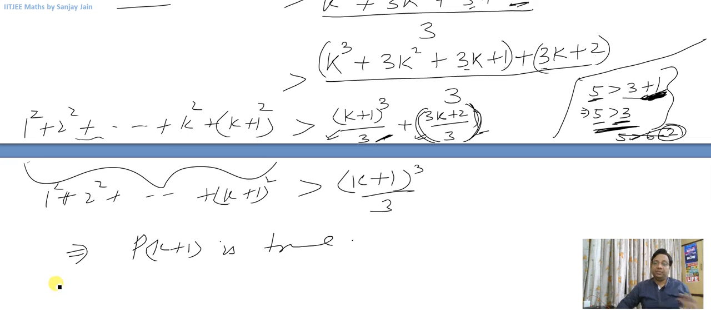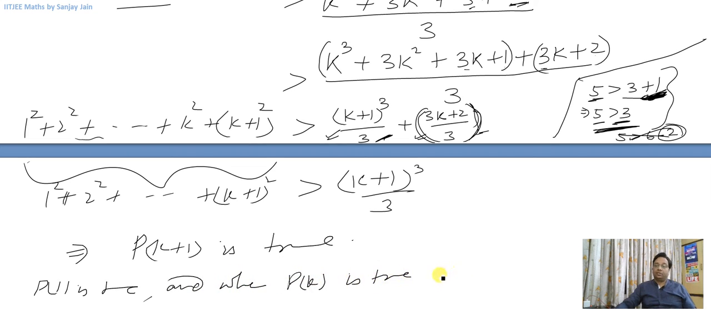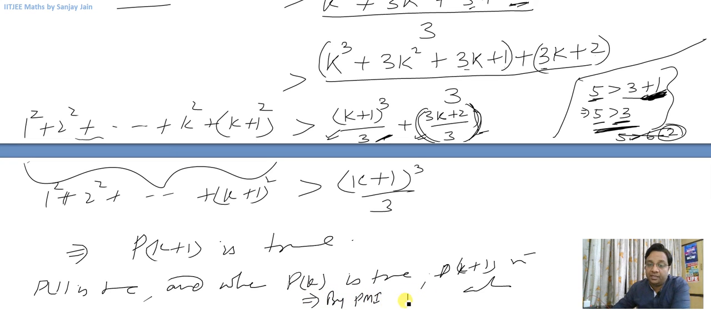Now finally you need to write that P of 1 is true, and whenever P of k is true, P of k plus 1 is also true. Or you can say the truth of P of k implies the truth of P of k plus 1. Hence, by principle of mathematical induction, the given statement, or P of n, is true.